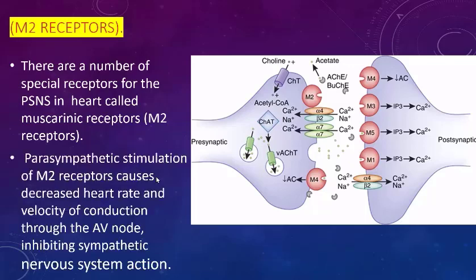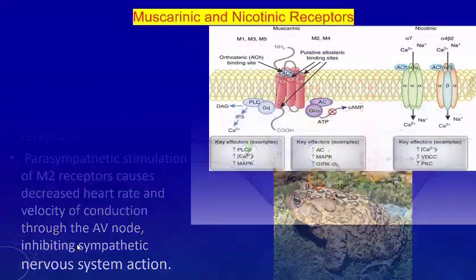Parasympathetic stimulation of M2 muscarinic receptor causes decreased heart rate and velocity of conduction through the AV node, inhibiting sympathetic nervous system action. So these M2 receptors act on the AV node and slow down the heart rate by inhibiting the sympathetic activity. These are the M2 receptors which are present in the heart.